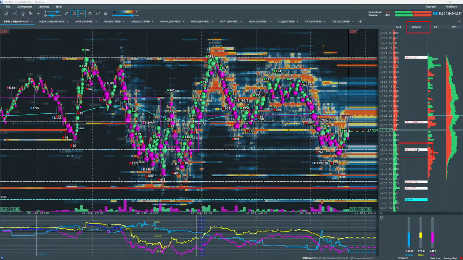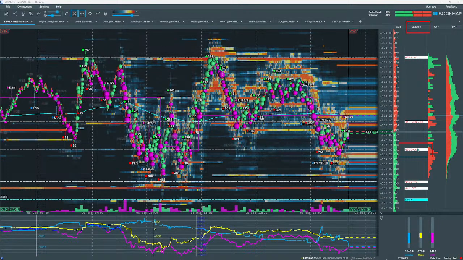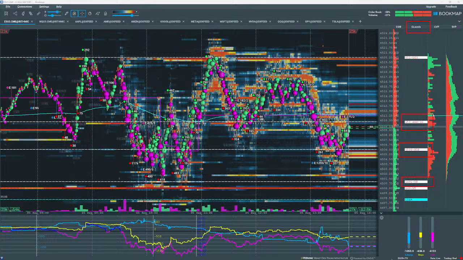There's the 4,495 volatility trigger. I also have SPY levels on this chart. There's the SPY 450 level, which is kind of the center of the universe for SPY. That's the absolute gamma strike, and that's also the zero gamma level.